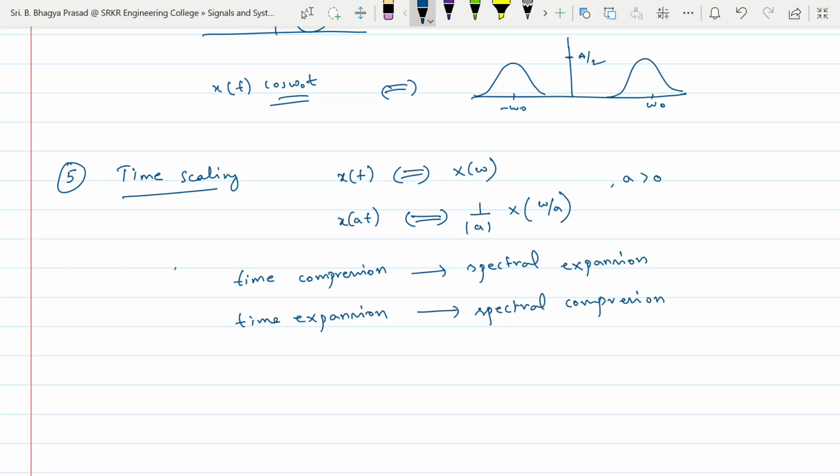This is the time domain and this is the frequency domain. In the time domain the signal is compressed, in the frequency domain the spectrum will be expanded. In the time domain the signal is expanded, its frequency representation will be compressed. Next, conjugation property.